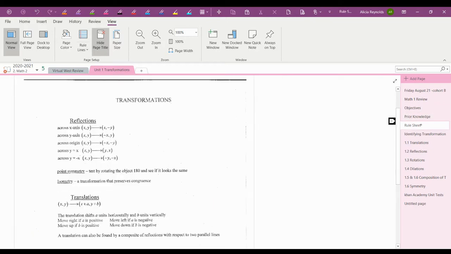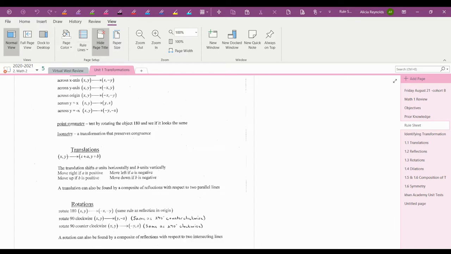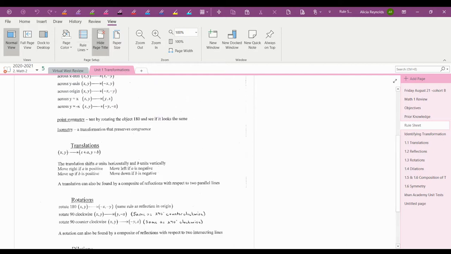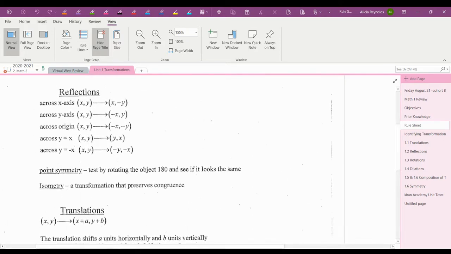Then we have our rule sheet. So this is going to be our reference for the first part of this packet. We have reflections, talk about point of symmetry, the definition of isometry, translations, rotations, and dilations. So these rules are going to be important for us to memorize.